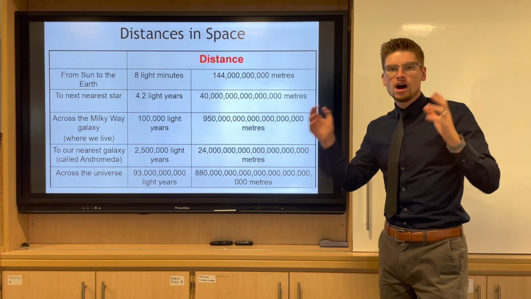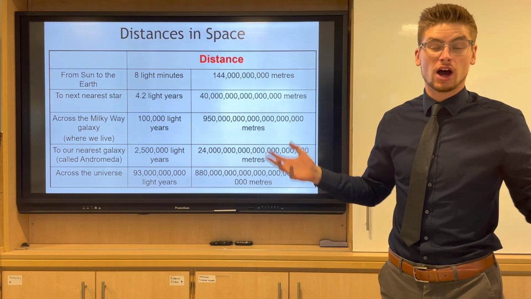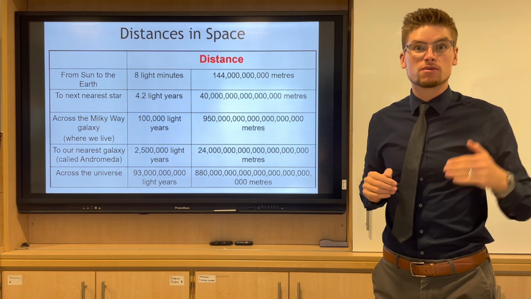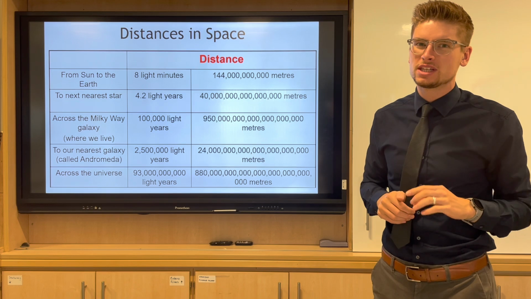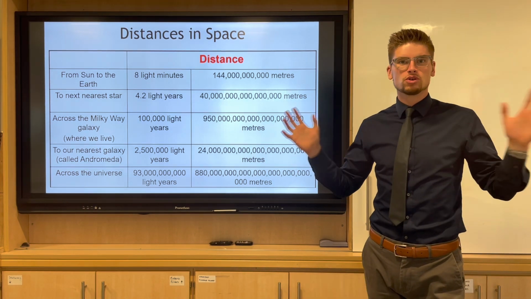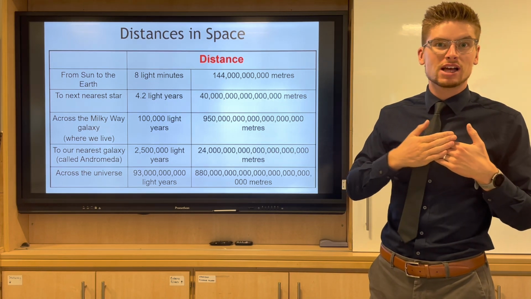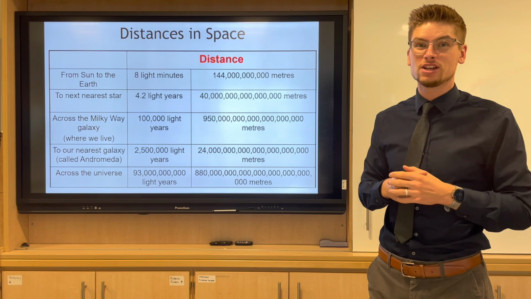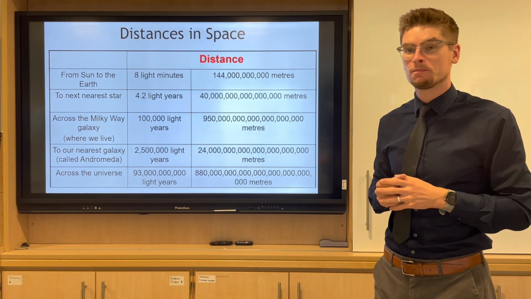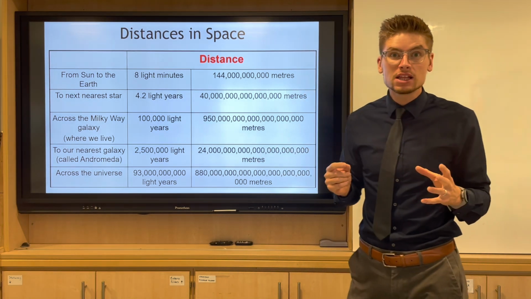Across the Milky Way, 100,000 light years. Now, I don't know what was happening 100,000 years ago, but you can imagine the light that we're seeing from the edge of the Milky Way, and you'll only be able to see that with really good telescopes. It's just a world away. We can't understand that such a long time is what light has taken to travel to us. So if we look at that through telescopes, it's actually quite fascinating that we're seeing light from that far back in time. To our nearest galaxy, we're talking 2.5 million light years.